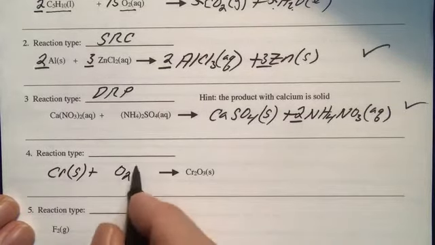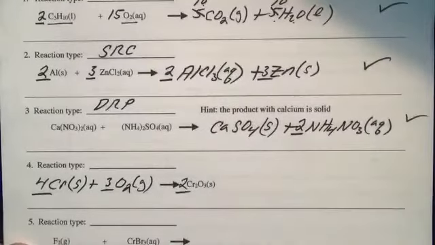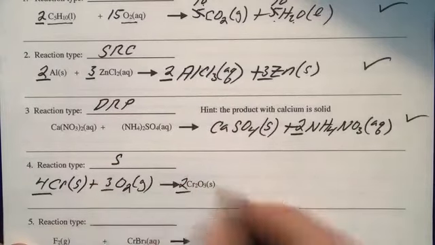To balance the chromiums, no, let's do the oxygens first. You have 3 oxygens here, 2 oxygens here. So again, the least common multiple is 6. So it's a 3, it's a 2, which means I would have 4 chromiums here. Reaction type is synthesis or combination. So it's balanced.